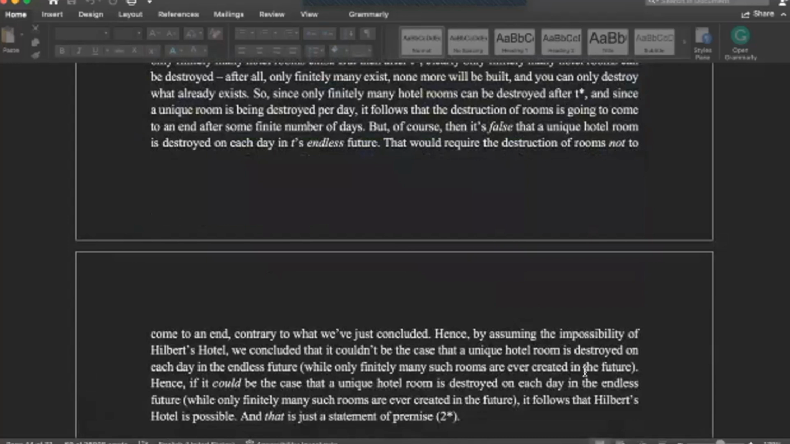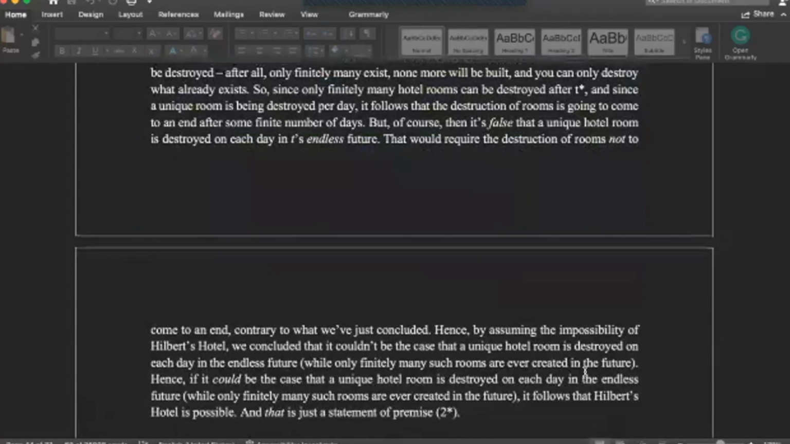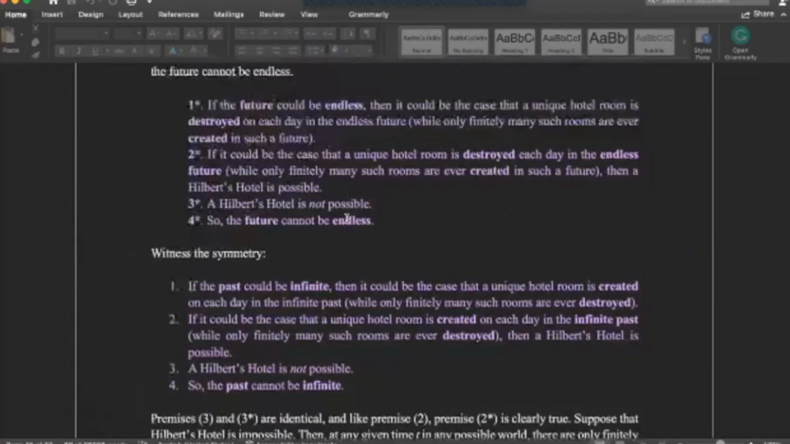contrary to what we've just concluded. Hence, by assuming the impossibility of a Hilbert's hotel, we concluded that it couldn't be the case that a unique hotel room is destroyed on each day in the endless future, while only finitely many such rooms are ever created in the future. Hence, if it could be the case that a unique hotel room is destroyed on each day in the endless future, while only finitely many such rooms are ever created in the future, it follows that a Hilbert's hotel is possible. And that is just a statement of premise 2 star, right? So if you look at this, that is just a statement of premise 2 star.